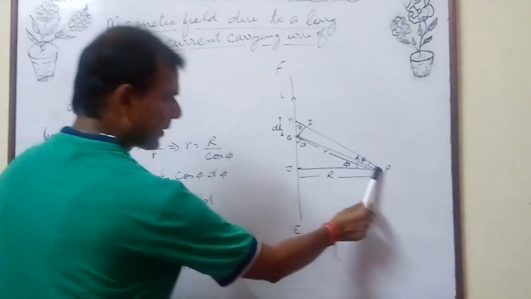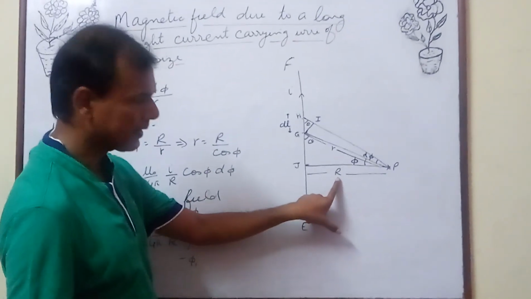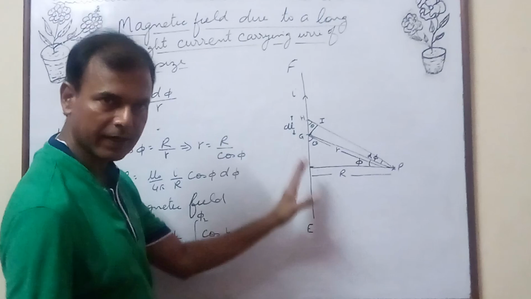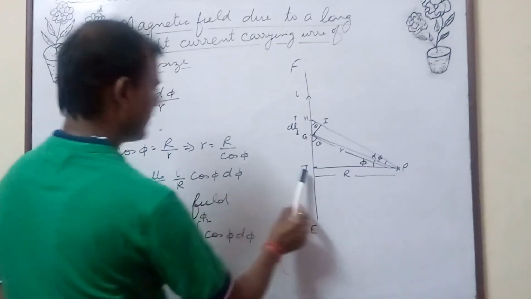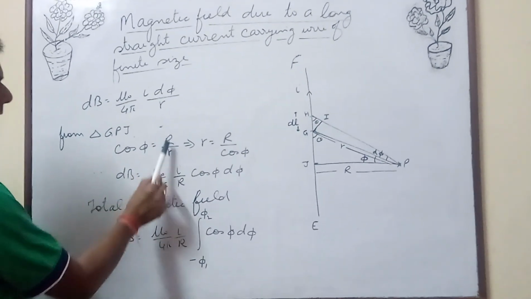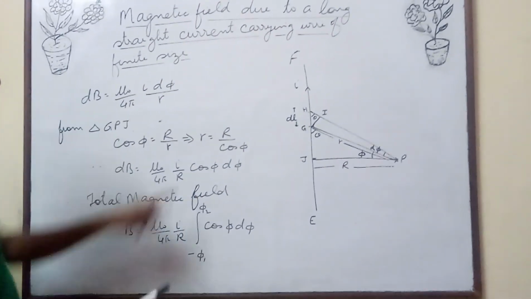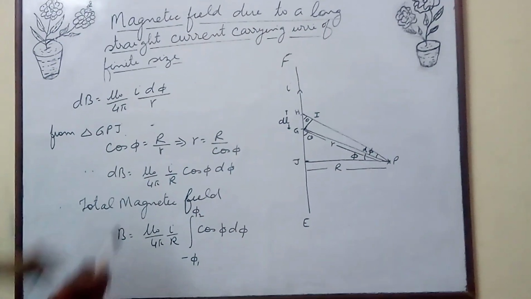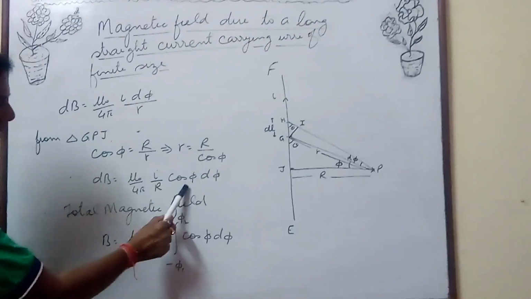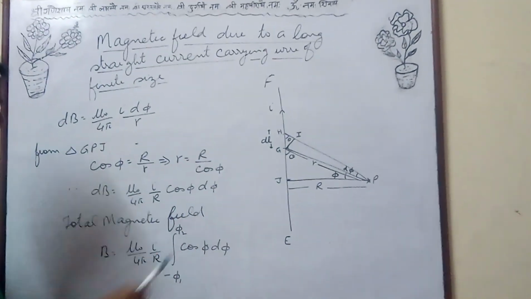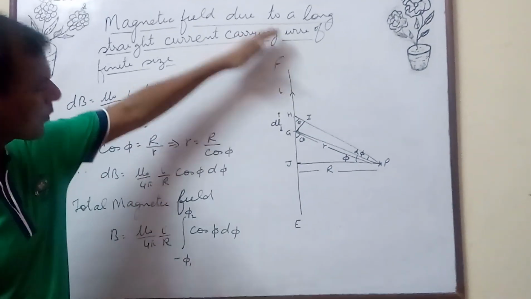Now if capital R is the perpendicular distance of this wire from this point P, capital R is the perpendicular distance of point P from this wire, then from triangle GPJ, cos phi is equal to capital R upon small r, so small r is equal to capital R upon cos phi. Now putting this value in this equation, we get dB is equal to mu naught upon 4 pi I upon R cos phi d phi. So now this is a small magnetic field due to small current element dl. What do we want? We want total magnetic field.